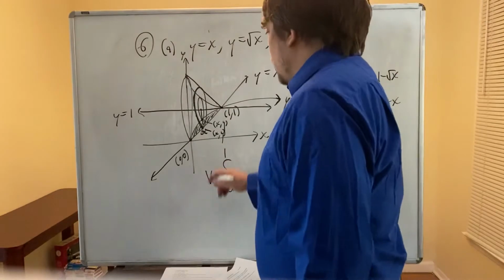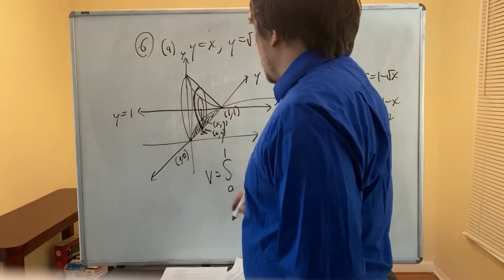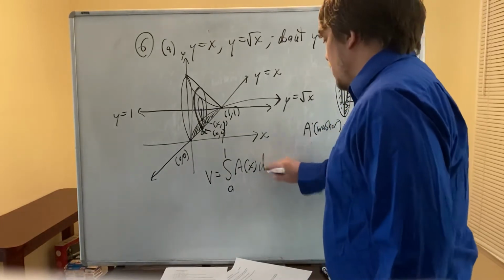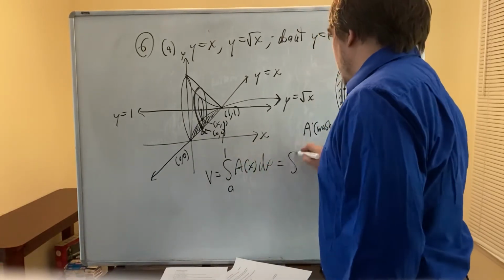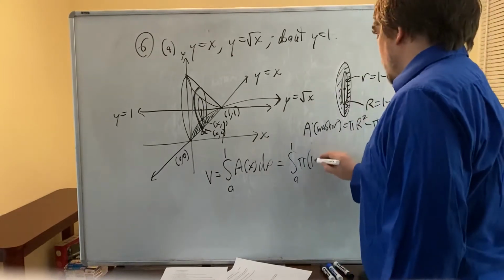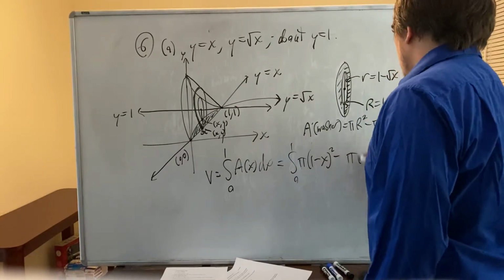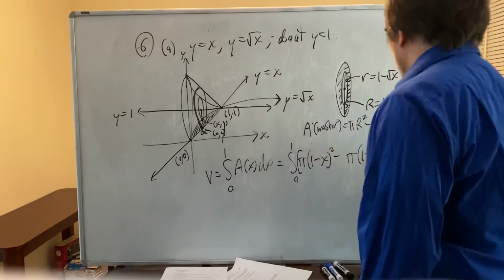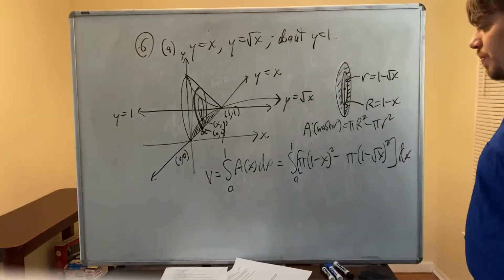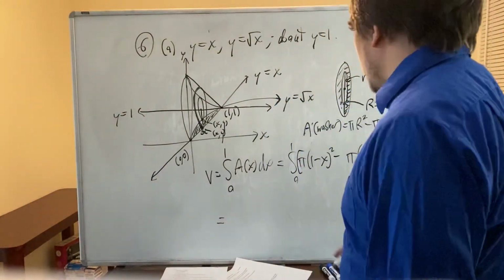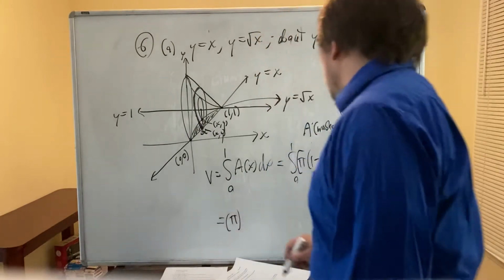So forget the thickness, it's just two dimensional. The vertical cut is a washer, and the area of the washer is A of x here. So it's a definite integral from 0 to 1 of pi times capital R, which is 1 minus x, squared, minus pi times little r, which is 1 minus the square root of x, squared. And so it's a definite integral of that difference from 0 to 1. Okay, so you just evaluate it. And so I'm going to move the pi out of it.